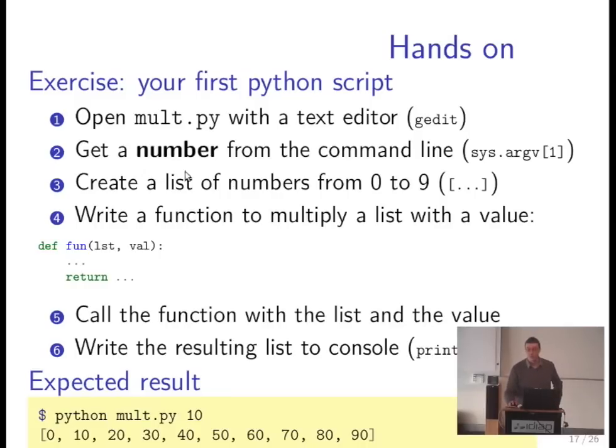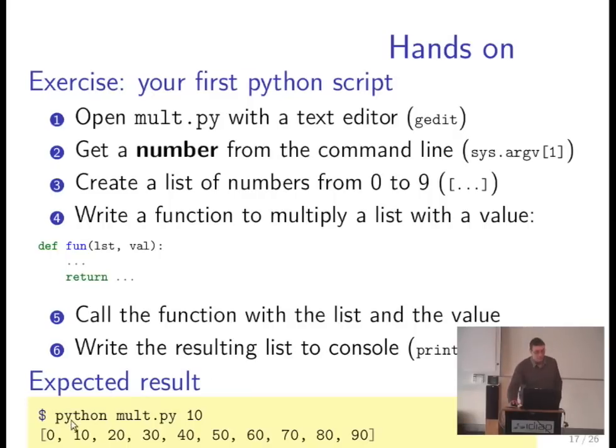You will have to get a number from the command line. As a hint, you should use sys.argv[1]. You should create a list of numbers from 0 to 9 using the brackets. You should write a function that takes a list and a value, does something, and returns the elements of the list, each of the elements of the list multiplied with the value. You will call the function, and you will print the result.